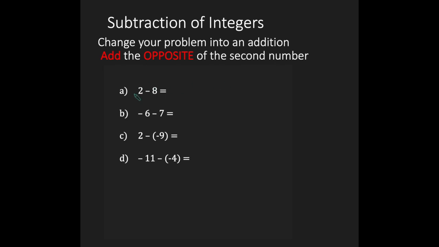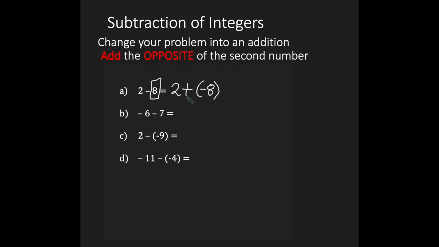Let's take a look. I have 2 minus 8. So I'm always going to keep my first integer, and the rule states you're going to add the opposite of the second number. My second number is a positive 8. That is your operator right there, which is telling you to subtract. So my second number is the positive 8. Its opposite would be negative 8. Now I've changed my problem from a subtraction into an addition.